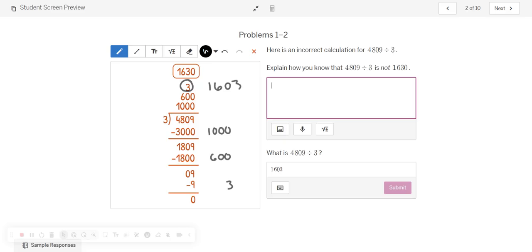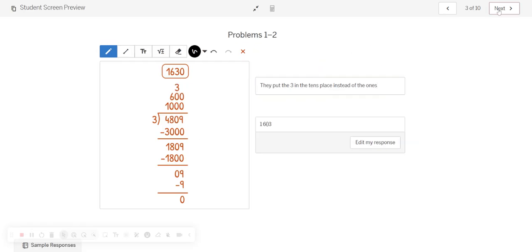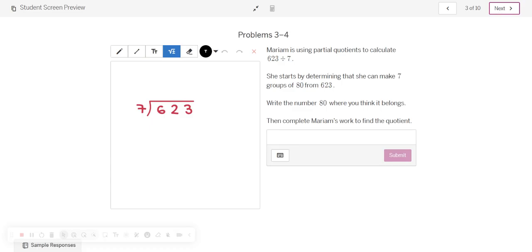They put the 3 in the tens place instead of the ones. Okay, and so hopefully that's enough. And submit. There we go. Here we go.